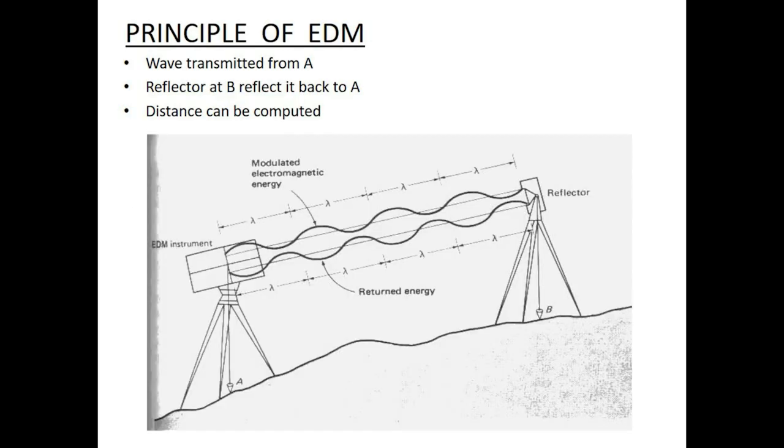So the principle of EDM is that here we can see there are two instruments, one is the EDM instrument and the other is the reflector. What basically happens is that this EDM instrument transmits a wave, and at the reflector, these waves are reflected back to the EDM instrument, and this distance is computed.